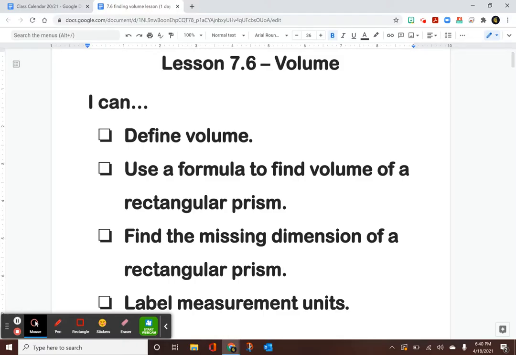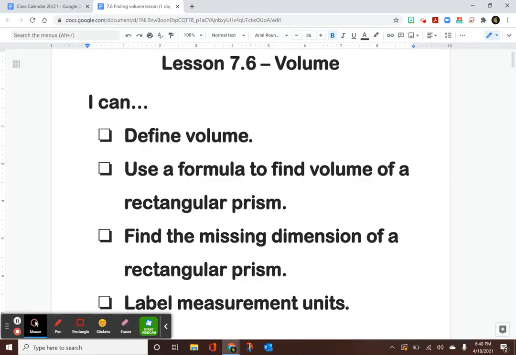Our concept today is all about volume. We'll start off by defining volume so we understand exactly what we're looking for. And no, it's not the kind of volume where it's how loud or quiet your voice is. There are formulas for finding volume of shapes like rectangular prisms. Then we're also going to find those missing dimensions.